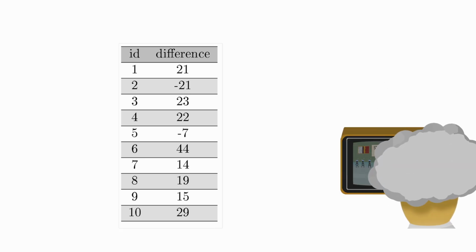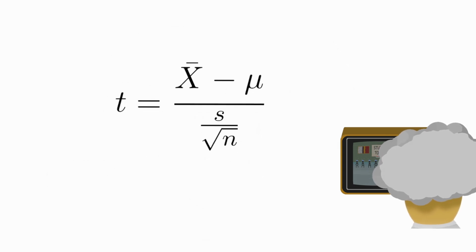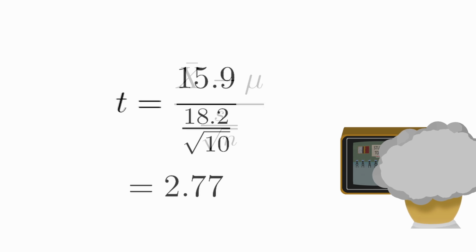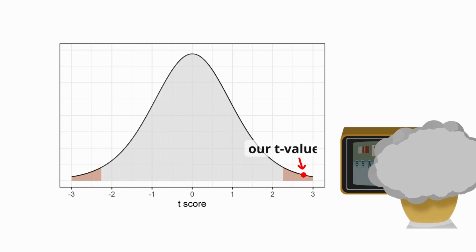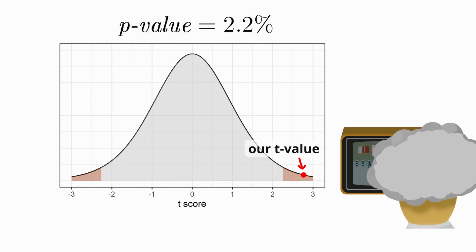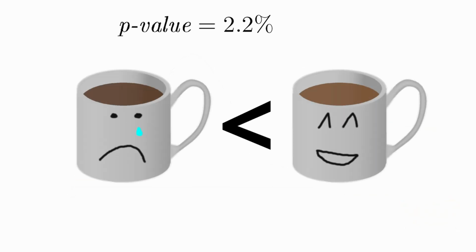We estimate the mean and sample standard deviation, 15.9 and 18.2, and we can calculate our test statistic t with 9 degrees of freedom. In this case, we are interested if one is greater than the other, so we will use a two-sided test. We measure from the center 0 and set our p-value threshold from 5% to 2.5% on each side, since 2.5 times 2 is 5. In this case, it looks like they are significantly different, with coffee B having a higher average score, so we would assume that coffee B is preferable to coffee A.